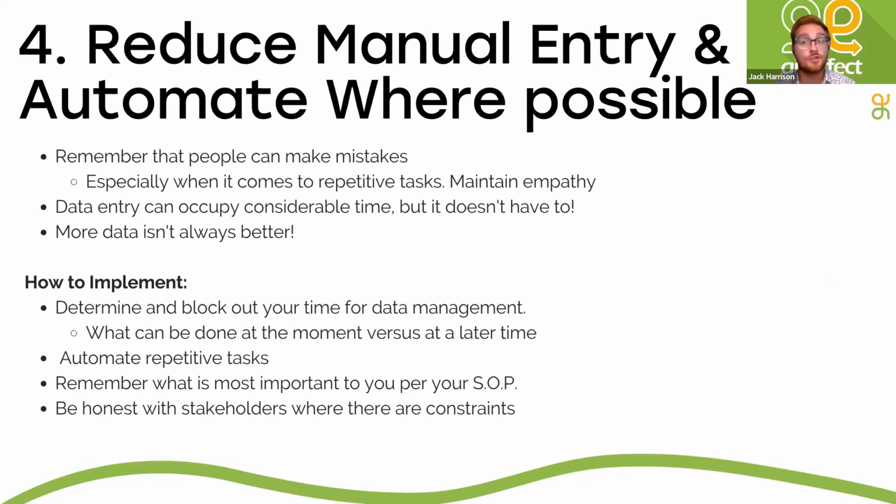Number 4, reduce manual entry as much as possible. Now, this may be a part of your technology, and we'll get to that in a moment. Again, remember that people can make mistakes, but anything you can automate, do it. It's not just going to give you the peace of mind, whether you're the data owner or director or ED or whatever your role in the organization may be, but it's going to give peace of mind to your folks who are entering this data at the end of the day. It's going to make it even easier for them, more streamlined. So there's, again, less risk for human error.